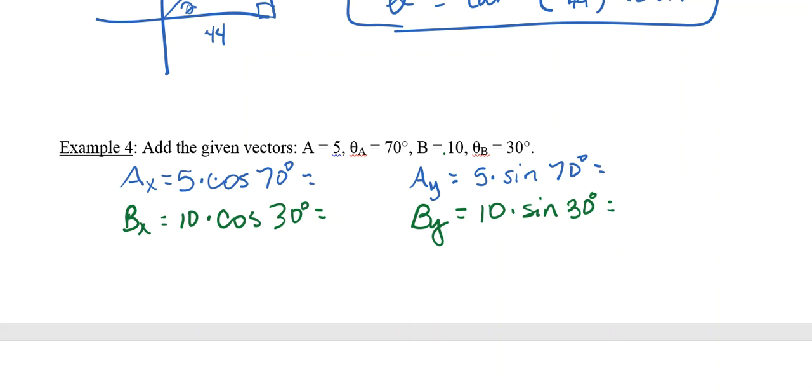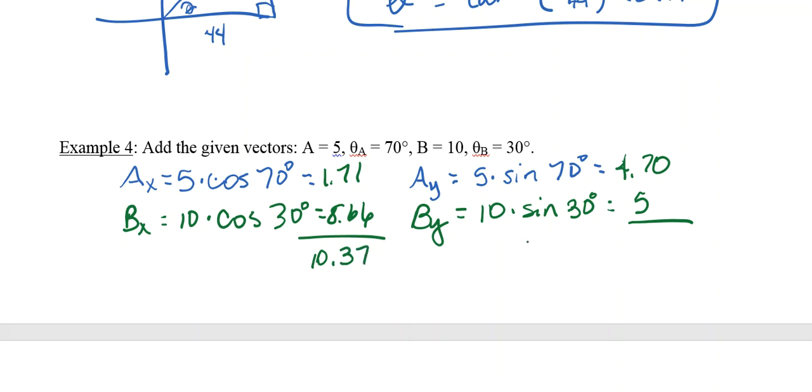So quick check before I plug them in. 5 cosine of 70 is approximately 1.71. 5 sine of 70 is approximately 4.70 when I do the rounding. 10 cosine of 30 is 8.66. 10 sine of 30 is a whole number of 5, but we'll go ahead and add. So the 1.71 plus 8.66 gives us 10.37, and 9.7.